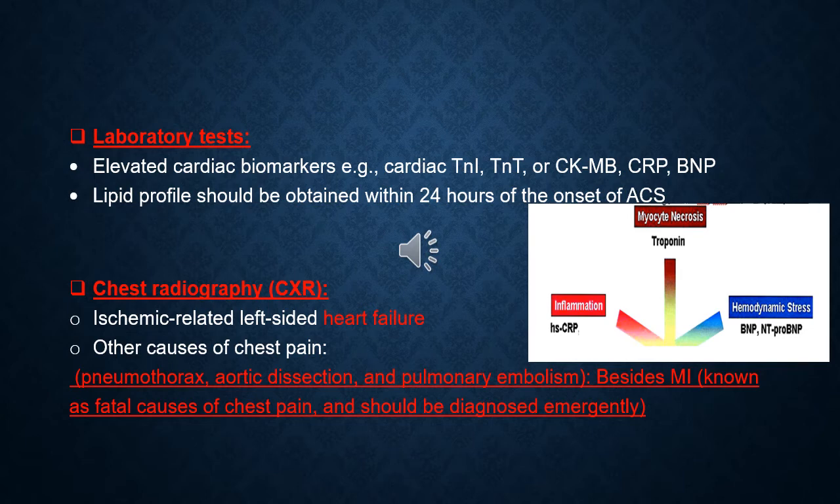Everyone in the emergency department should know well how to diagnose the 4 fatal causes of acute chest pain: myocardial infarction, pulmonary embolism, aortic dissection, and pneumothorax.